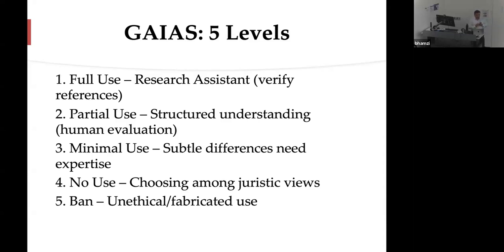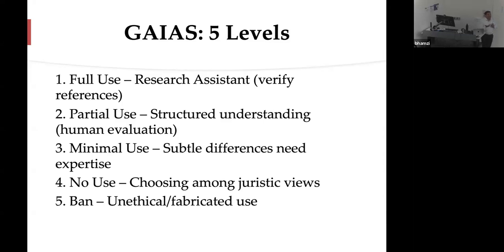And the fourth level is where there would be no use of generative AI. That is where you have to make a choice. So here, human intervention would be required. And the final level is where ChatGPT or any generative AI model would be banned, where it would be unethical or illegal to use.